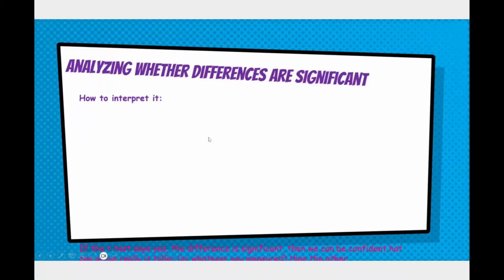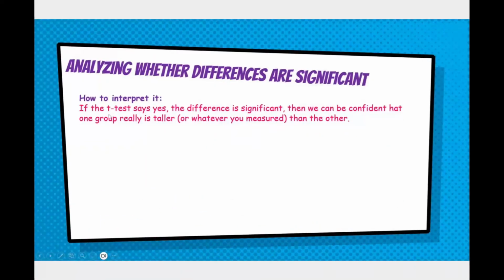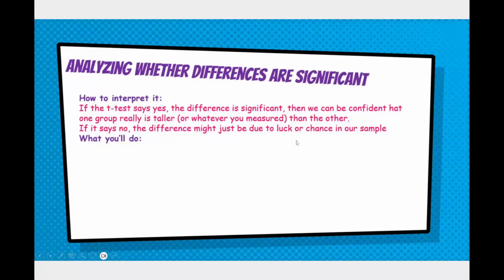So analyzing the difference, how do I interpret it? If the t-test says yes, the differences is significant, then we can be confident that one group really is taller, or whatever you measured, than the other. If it says no, then the differences might be due to luck or chance in our sample.